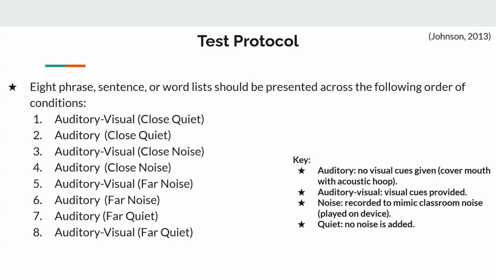So to discuss this a bit more, an auditory condition is when no visual cues are given. So the examiner would cover their mouth with the acoustic hoop. An auditory visual condition is when visual cues are provided. Noise refers to the recording that was made to mimic classroom noise that's played on the device of the examiner's choosing. And quiet is when no additional noise is added.